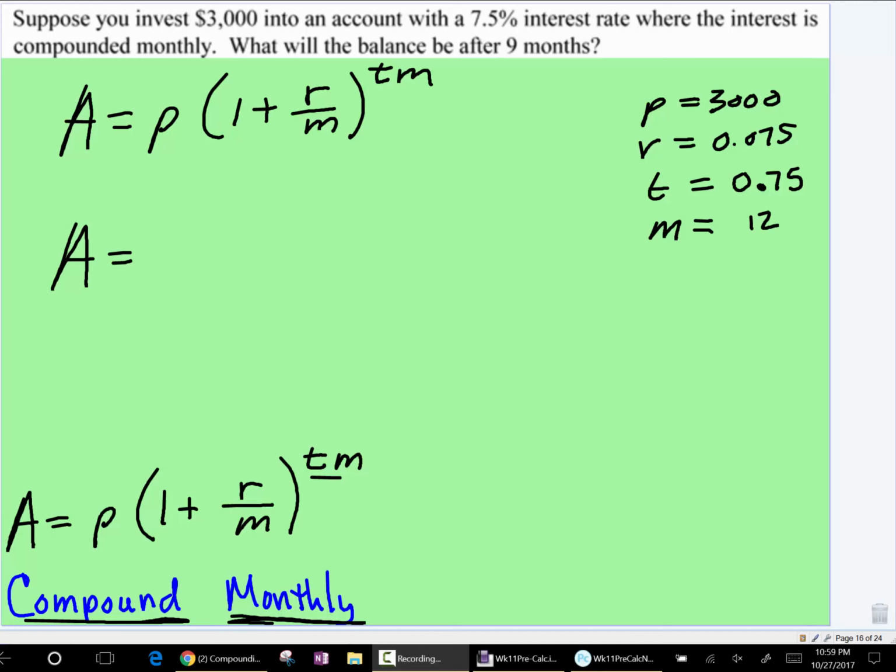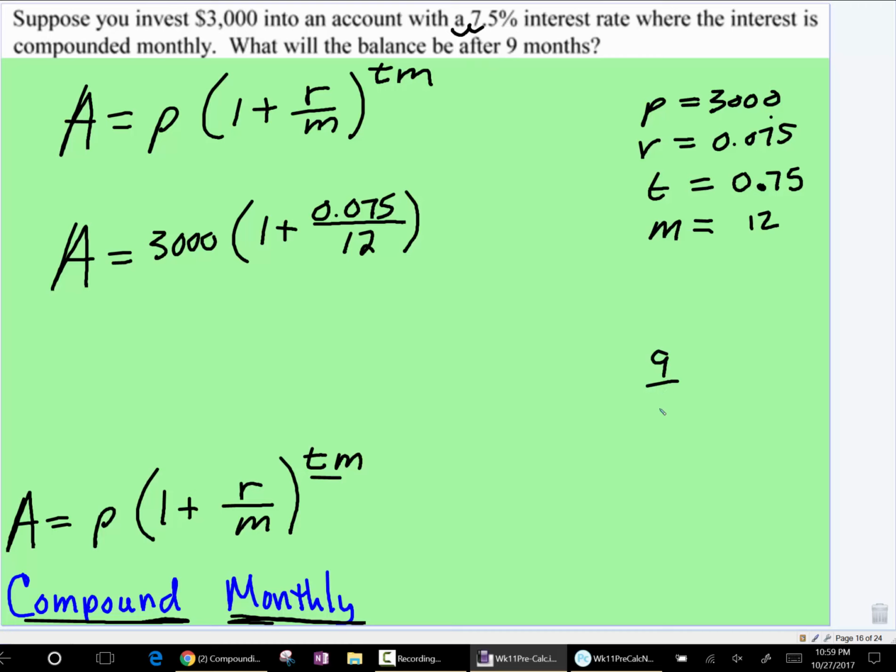So we just need to identify each of the pieces. All right, so you invest 3,000, that's our principal. So we can go ahead and write 3,000, 1 plus, the rate is 7.5%. So if you move that 2 places, you have 0.075. If we're doing it monthly, there's 12 months in a year, and we're doing it 9 months.